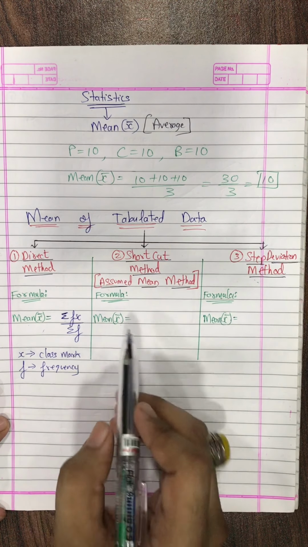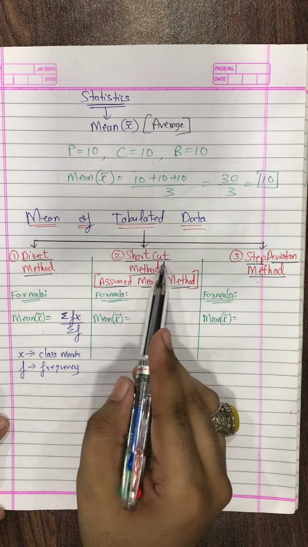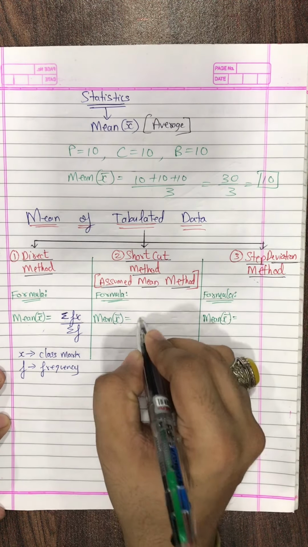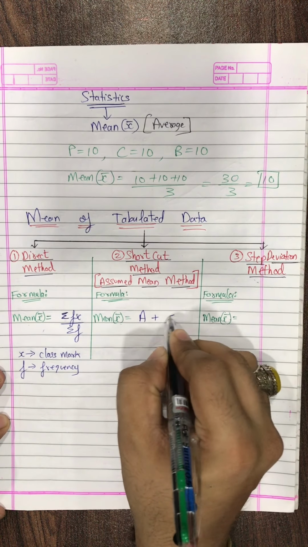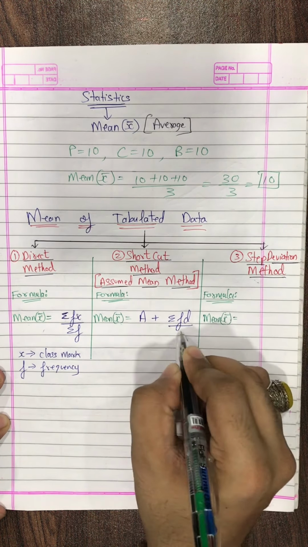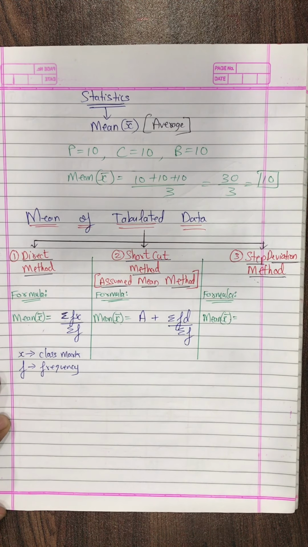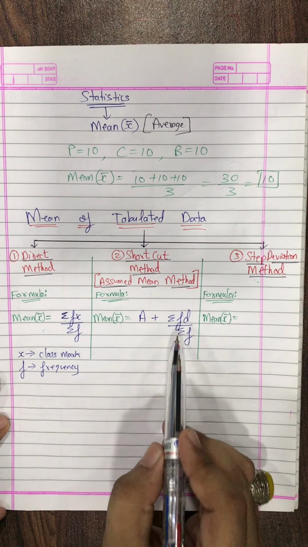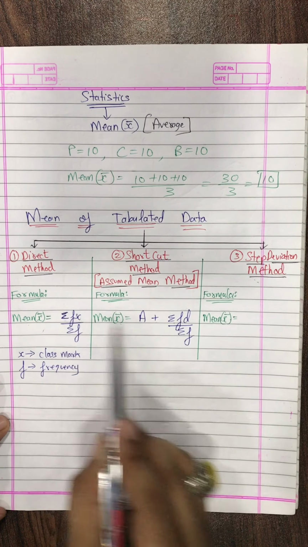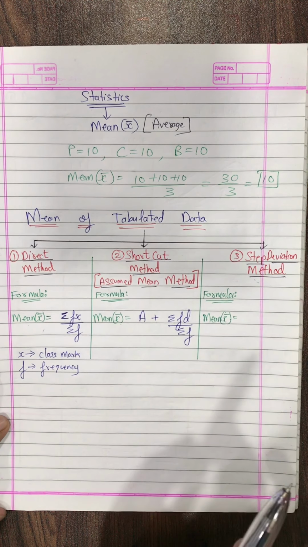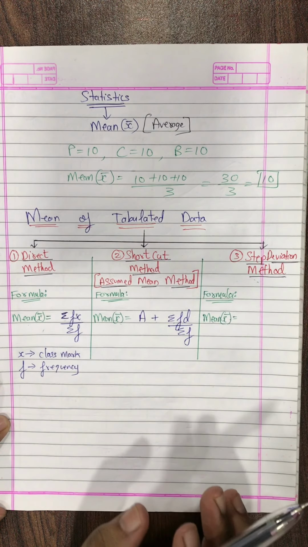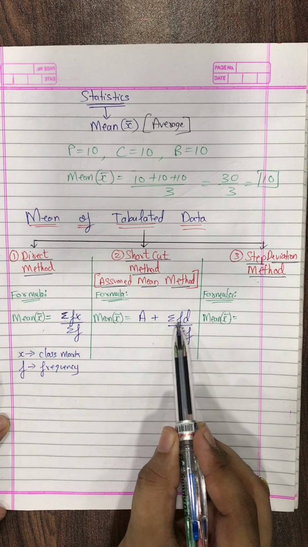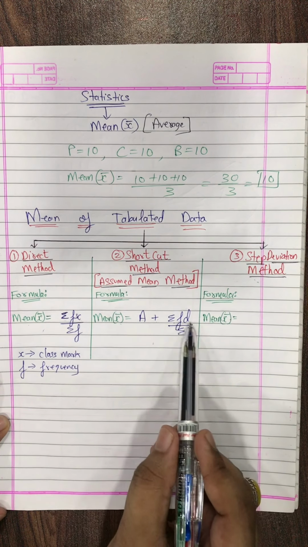Okay, now comes the turn to memorize the formula for the shortcut method, also called the assumed mean method. So the formula is, just remember the change: capital A plus summation fd upon summation f. What's the change? See, there is an extra thing here, capital A plus. And earlier it was fx, now it is fd. This is the only change. Just remember the change. Don't try to memorize new formulas. So it's A plus summation fd upon summation f. Here it was x and here it becomes d.